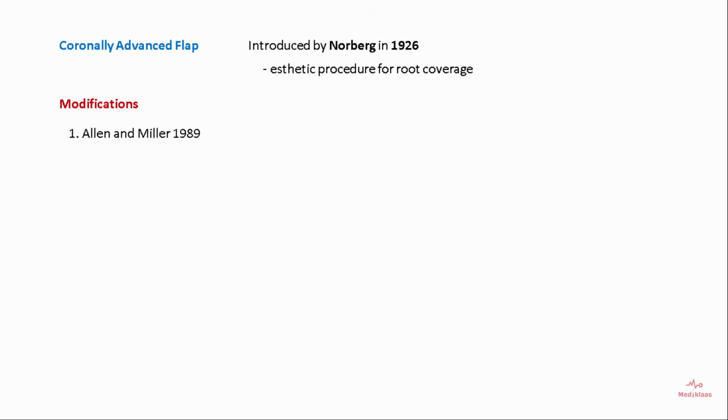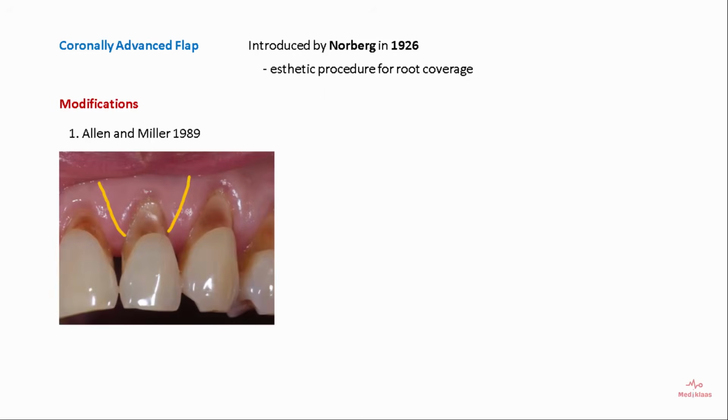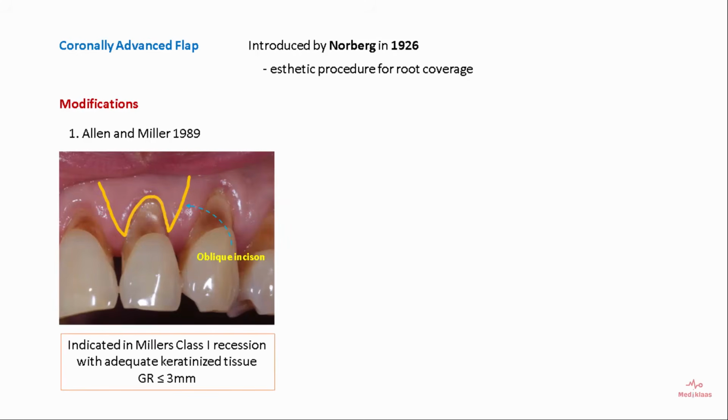Coronally advanced flap was introduced by Norberg in 1926. It was introduced as an aesthetic procedure for root coverage. However, it underwent a lot of modifications, especially by Allen and Miller in 1989, who gave 2 oblique incisions to treat gingival recession, specially indicated for Miller's class 1 recession, where adequate keratinized tissue was present and gingival recession was less than or equal to 3 mm.